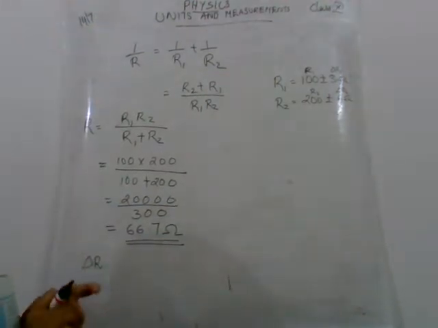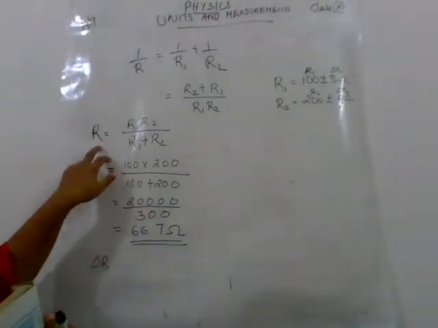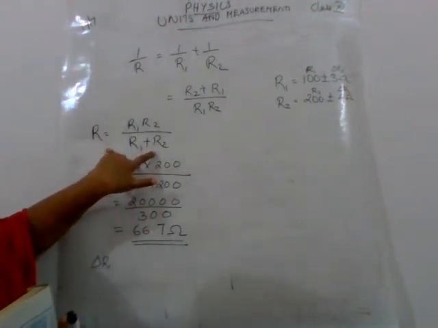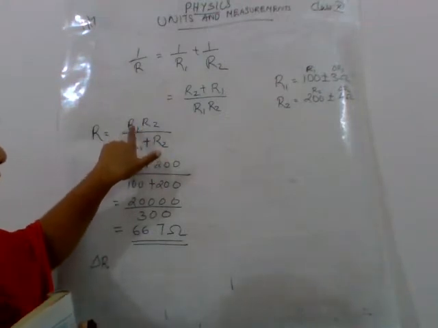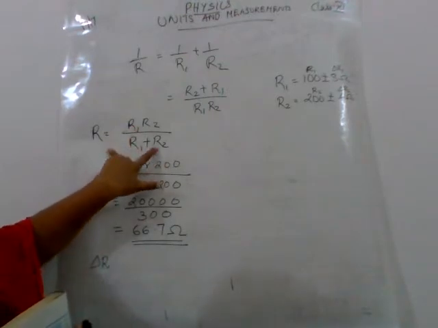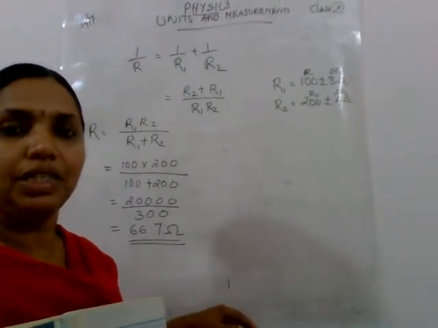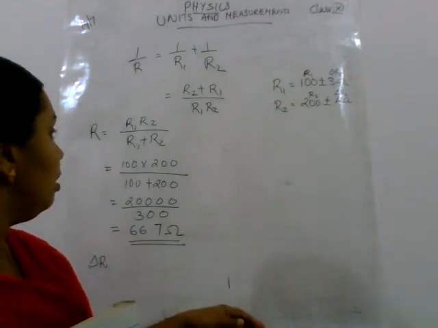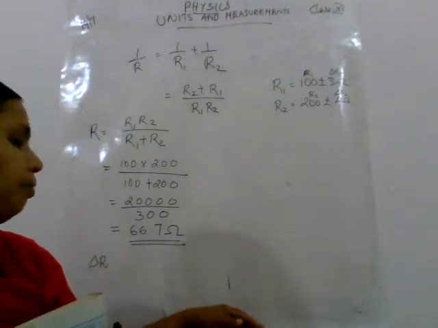So how will you find out delta R? Here what is the resultant error? Here R is equal to R1 R2 divided by R1 plus R2. So what operations are there? Multiplication is there, the product of R1 R2, then the quotient, division is there, and the sum. All the three combinations which we discussed are coming here, except subtraction or difference.